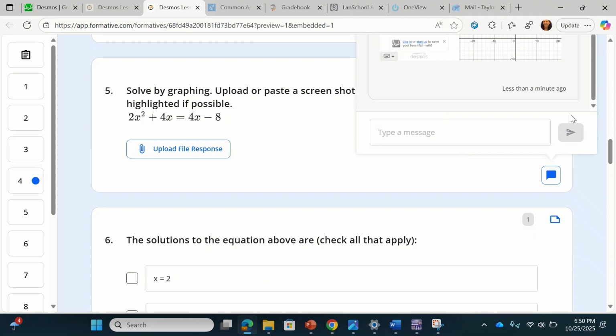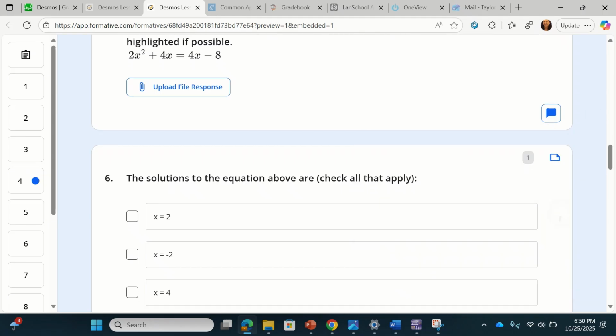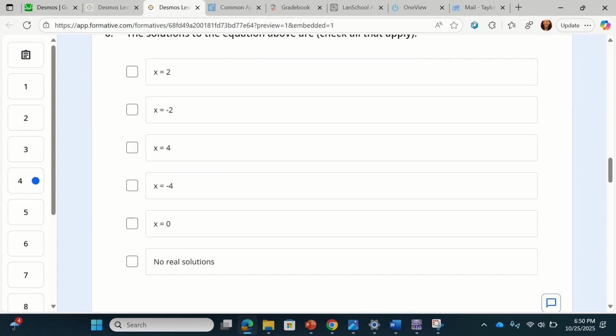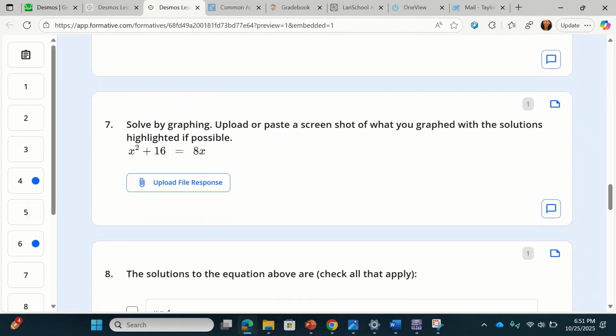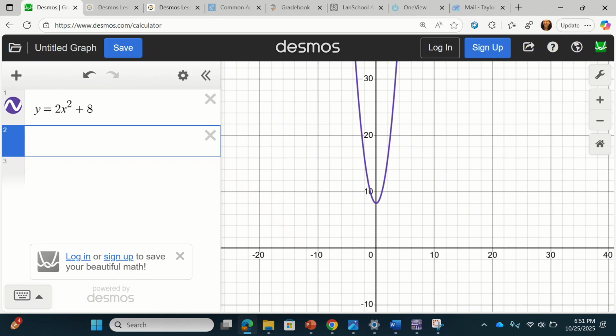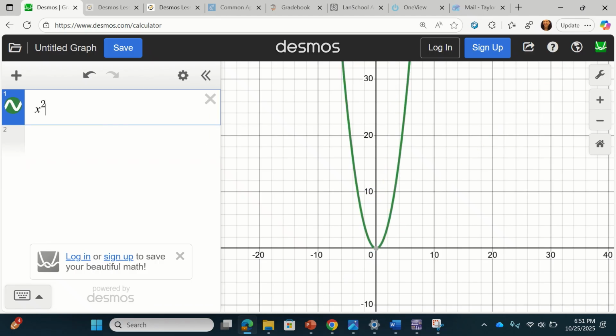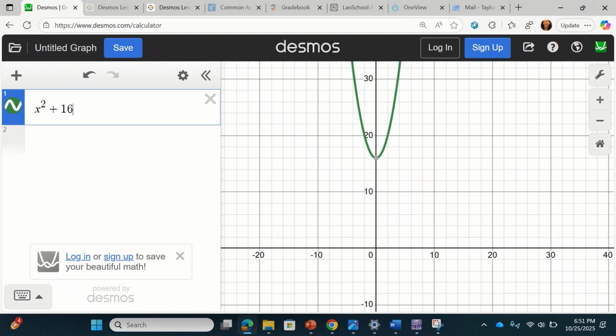Okay. And then on question 6, the solutions to them are no real solutions because there was no intersection. Now we have one more of this type. So we have x squared plus 16 is equal to 8x. So we've got our different ways of doing this. So x squared plus 16 is equal to 8x.